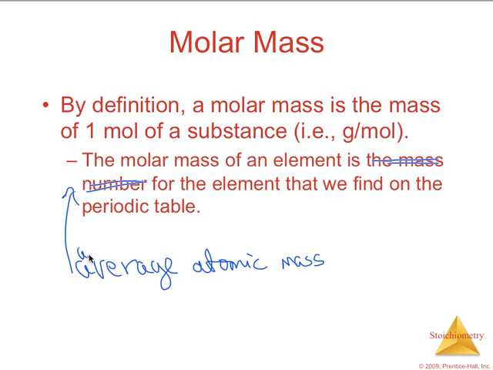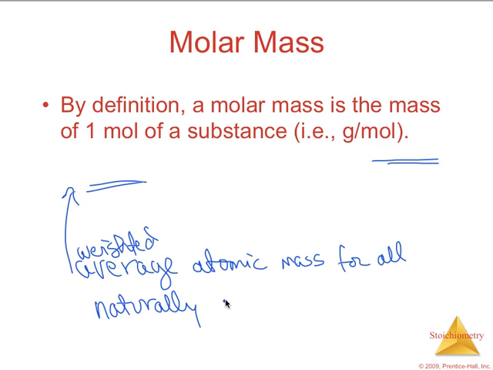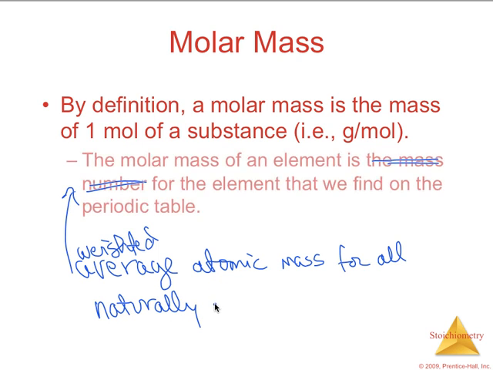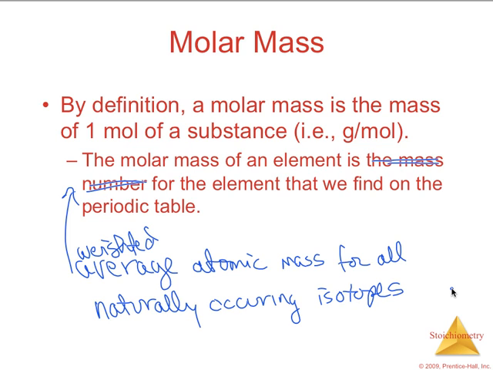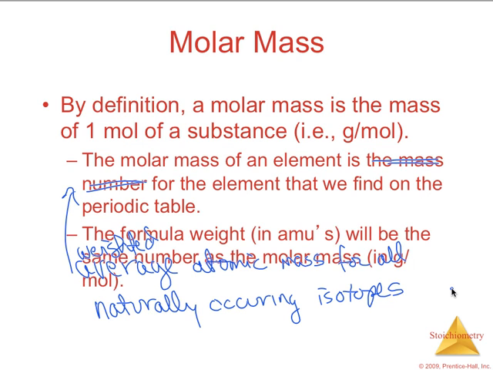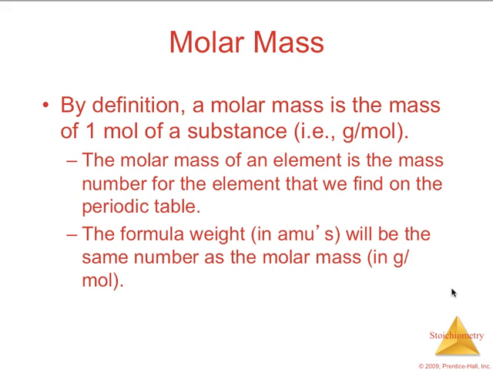And technically it is the weighted average of the atomic mass for all naturally occurring isotopes. If that doesn't make sense to you, you need to come and see me. So it's technically the weighted average atomic mass for all of the naturally occurring isotopes for that element. That is that decimal number on the periodic table. Formula weight is in atomic mass units. It's the same number as the molar mass in grams per mole.